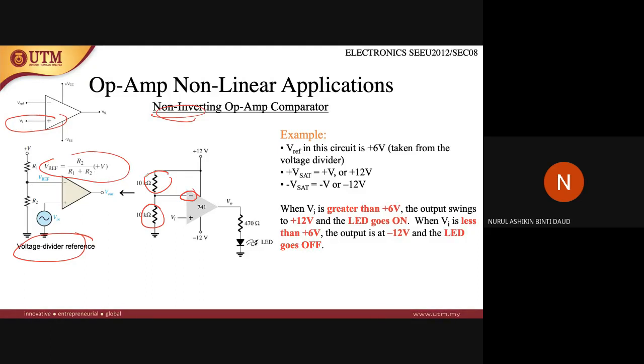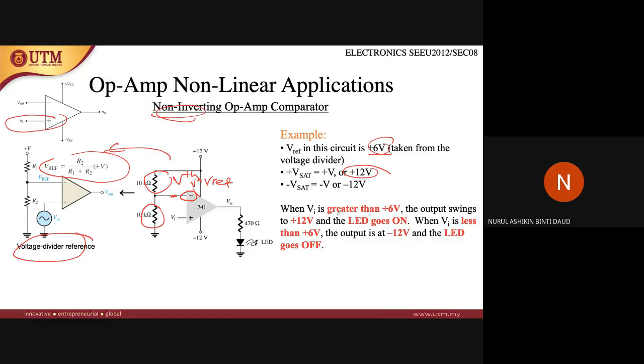You will need to get the value of V here. So V Thevenin is equal to the V minus here, which will be the V reference. Sorry, in this case, we call this V reference. So V reference in this circuit is positive 6, taken from the voltage divider here. Positive V saturation is equal to positive 12 volts, and minus V saturation will be minus 12 volts.